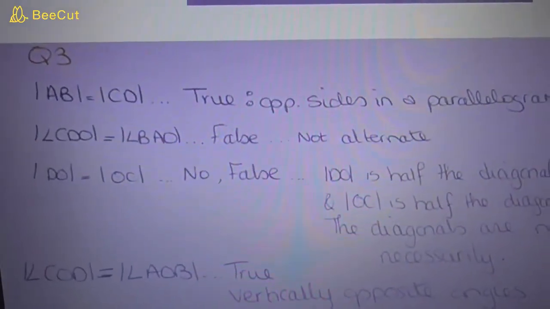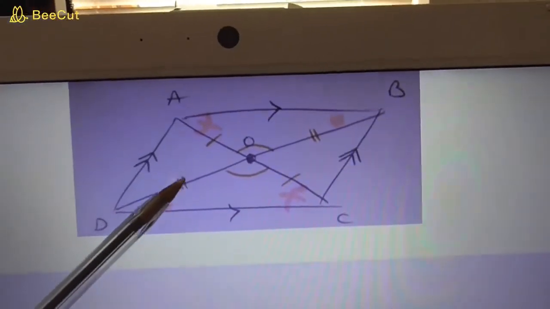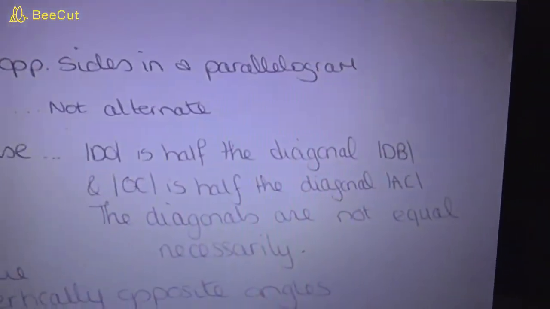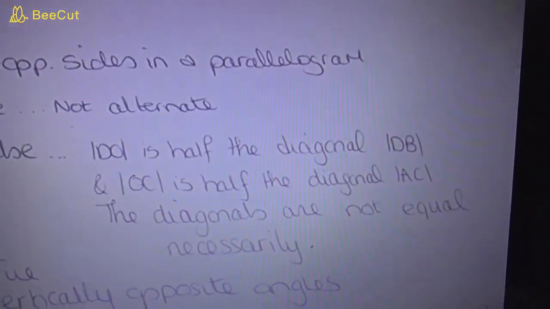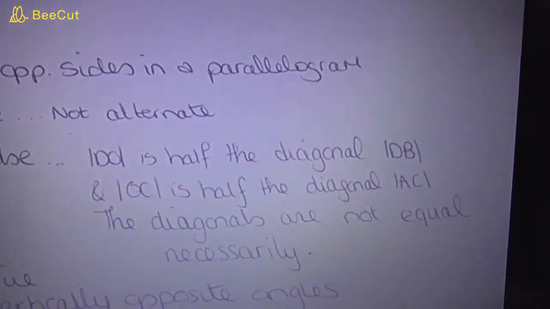The length of DO is equal to the length of OC. That is also false. DO is here, and this is OC. They're not the same length. Okay? False, and there's your reasoning. DO is half the diagonal DB, and OC is half the diagonal AC. But the diagonals are not necessarily equal.